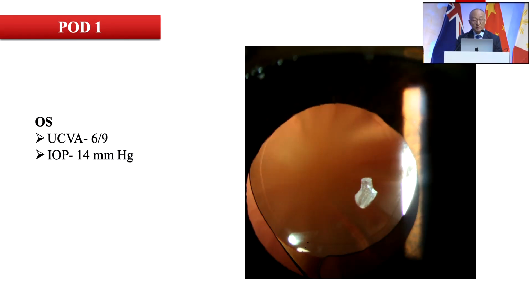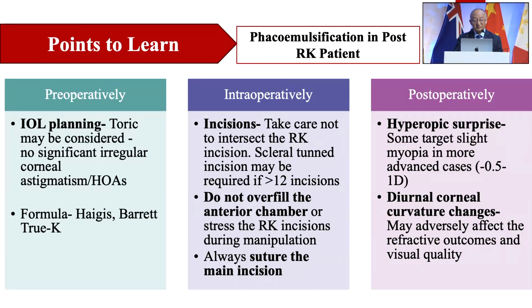This is day 1, the patient did very well, post-RK patient. So here what I talk about is doing the incision a little posteriorly, maybe a scleral tunnel sometimes. If you are sitting superiorly with more than 12 incisions, it is a better idea. Never overfill the anterior chamber. RK incisions can open up. Suture the main incision after your surgery, which is a very important point for all of us to understand.